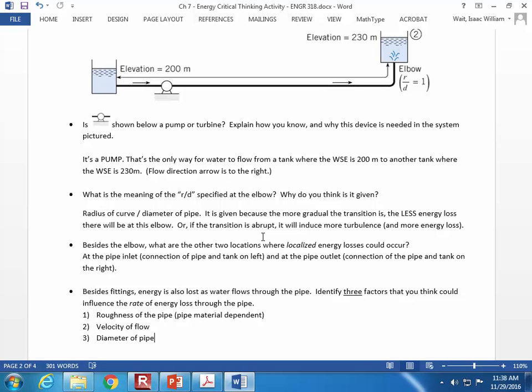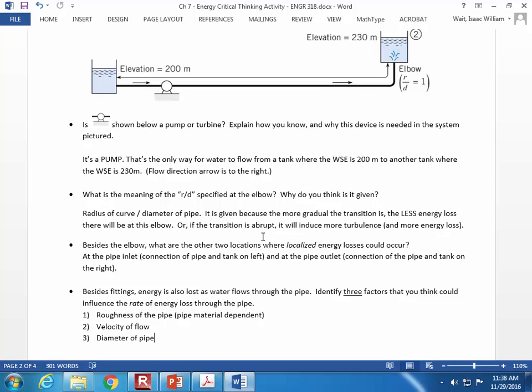And then the last thing, besides the fittings, there's also friction losses. The three factors that would influence friction loss here, the quantity of friction losses: number one, what the pipe is made out of, because if it's a nice smooth plastic pipe that has low roughness, it'll extract less energy from the system than if it's a rough pipe, like maybe ductile iron or even corrugated steel. Those would both take a lot more energy out of the system than a smooth plastic pipe.